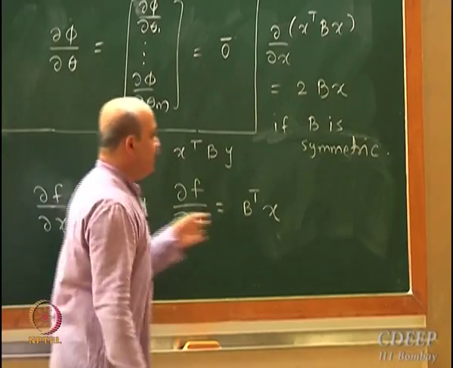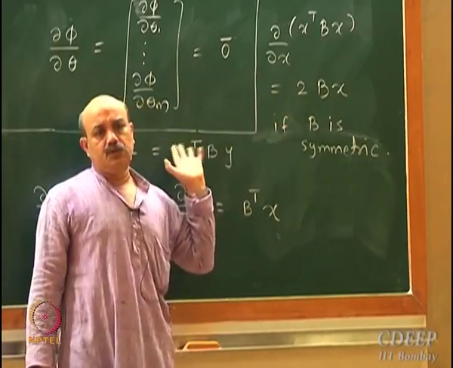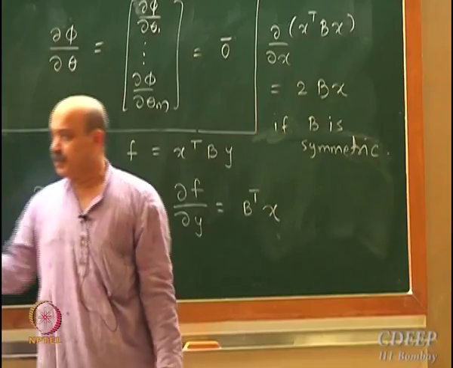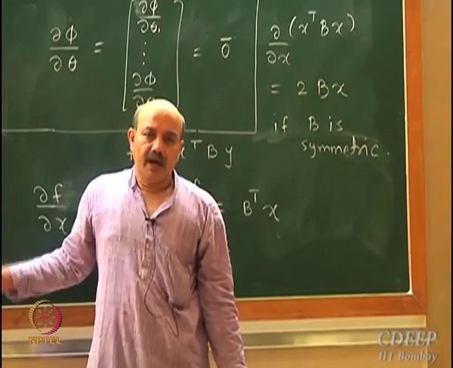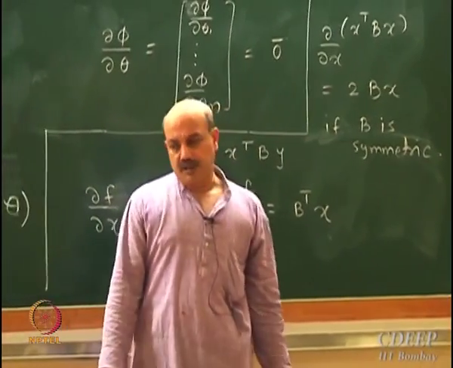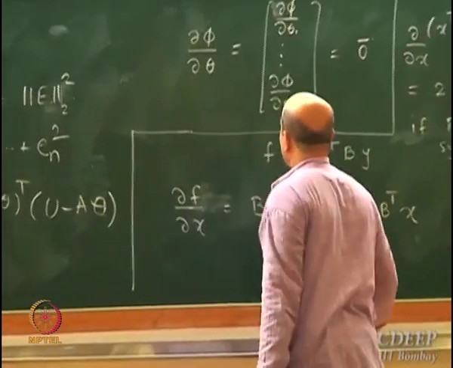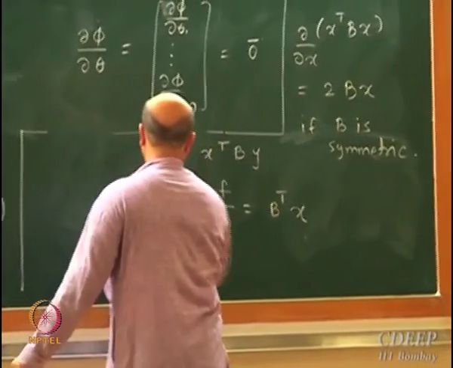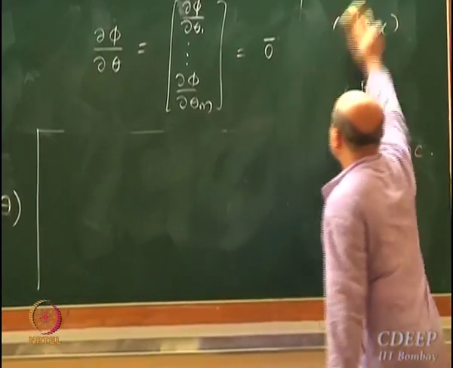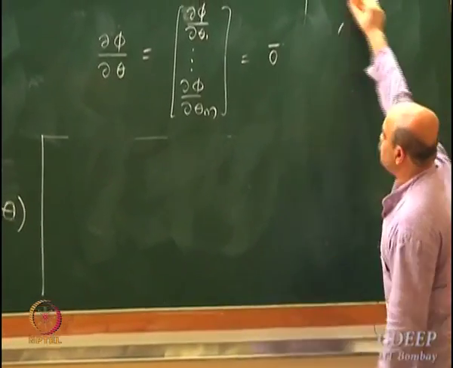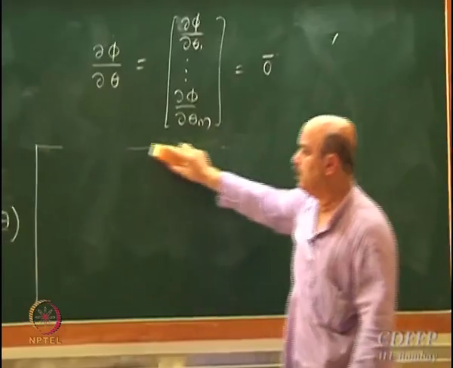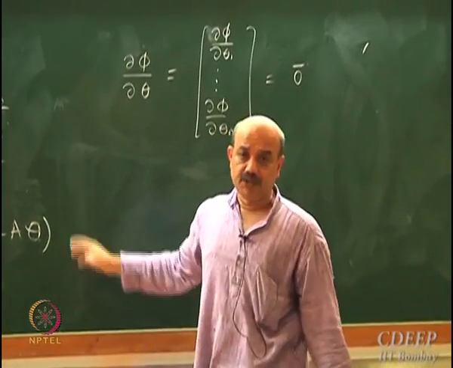So we can use these rules to differentiate this function with respect to theta and come up with a solution. So how do I do that? Can you tell me what is the solution? Just differentiate, just use these rules.